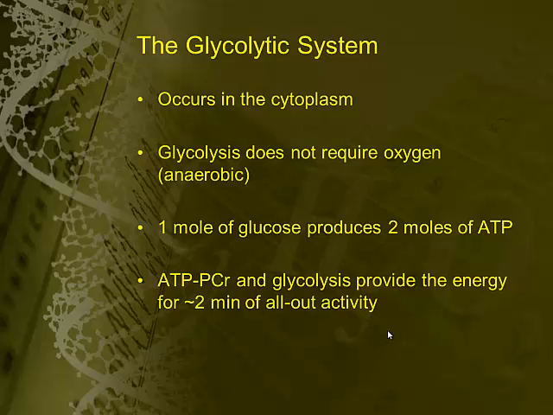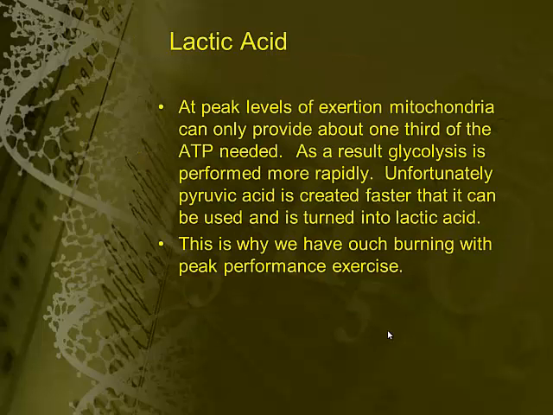Again, it's 1-to-2. We talked about all this already. At peak levels of exertion, they can only produce about 1/3 of the ATP, and as a result we start to go into glycolysis, which we just talked about, and it's painful. And again, that's the limiting factor of exercise in most cases: the ability to flush out the acid, buffer it down, and get rid of it. It just stacks up so fast that we say, all right, enough's enough, and we have to stop.